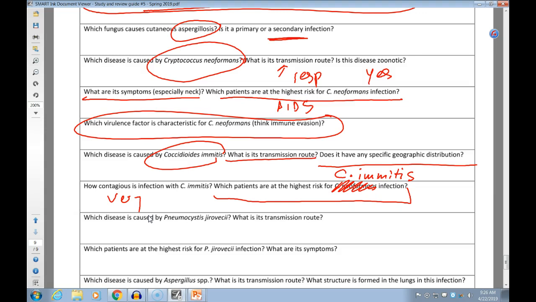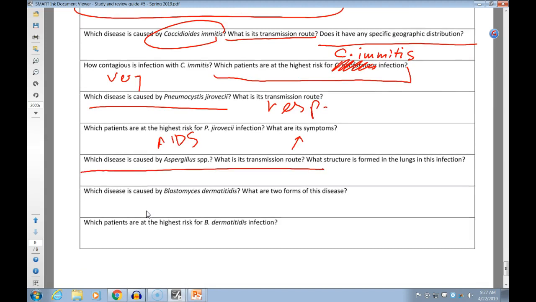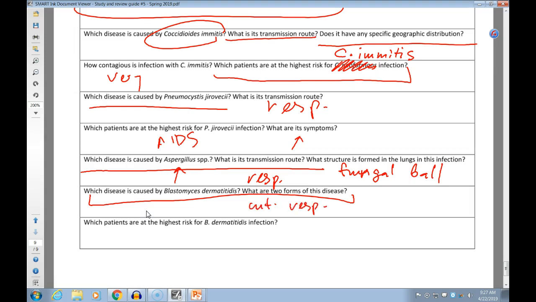Pneumocystis jirovecii: pneumonia, respiratory transmission. AIDS patients are at the highest risk. Cough and shortness of breath are the symptoms. Aspergillus: respiratory aspergillosis, respiratory transmission, fungal ball. Blastomyces dermatitidis: cutaneous and respiratory blastomycosis. Immunocompromised patients are at the highest risk. Any questions?